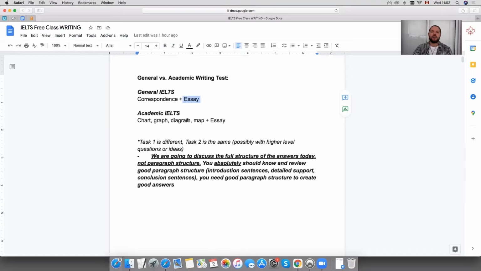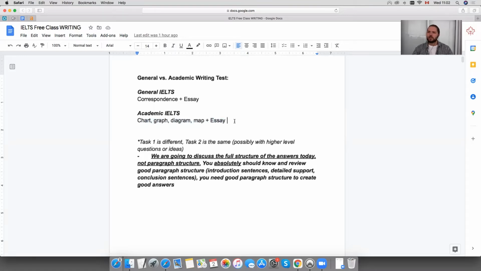For the academic IELTS, task one is very, very different. We do not need to worry about writing an email or a letter, but we do need to worry about summarizing data. So that means that we are going to see a chart, a graph, maybe a map or a diagram, and we're going to be needing to manipulate and explain that kind of information, explain the key features, the most important parts of the data or information that we're receiving. And then we'll finish with an essay as well.